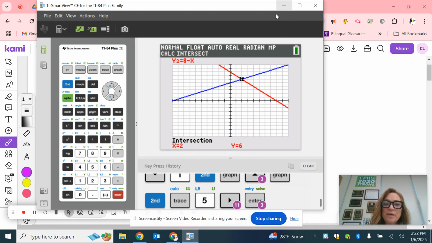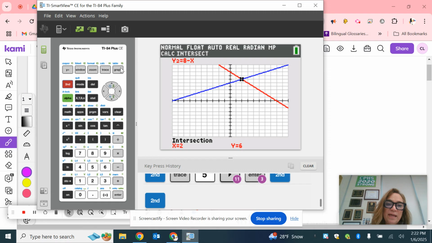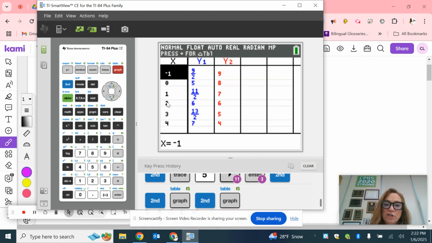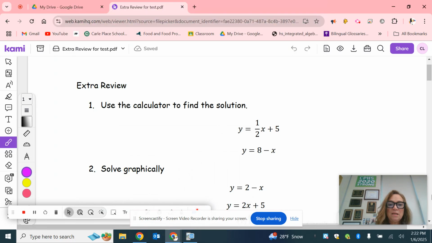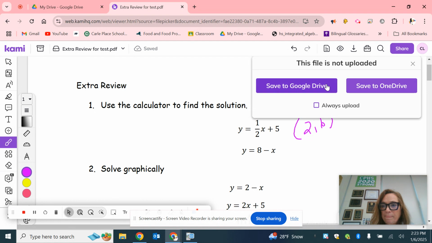Okay, so you want to make sure that you know how to read the table on the calculator. So second graph gives you the table. A shared point would be where they have the same y. Okay, so use the calculator to find the solution. The solution is 2, 6. You can also do substitution to double check your work.